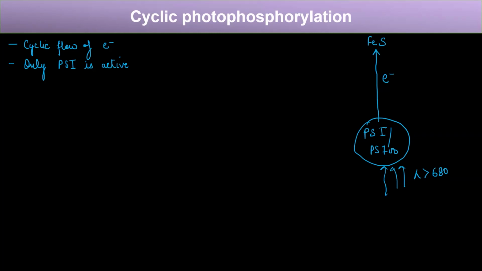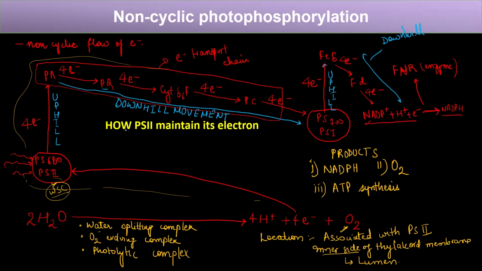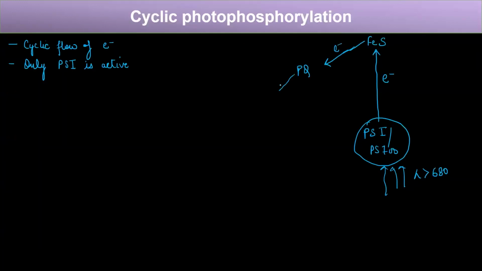Now, what will happen next? In non-cyclic phosphorylation, from FES the electron gets transferred to ferredoxin, but in this case it does not hold true. Instead of transferring its electron to FD or ferredoxin, FES transfers it to PQ, which is plastoquinone. From PQ, the electron moves to cytochrome B6F, from cytochrome B6F the next acceptor is plastocyanin, and from plastocyanin it goes again to PS1.